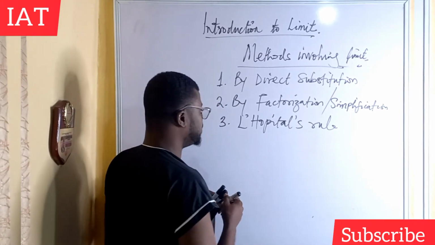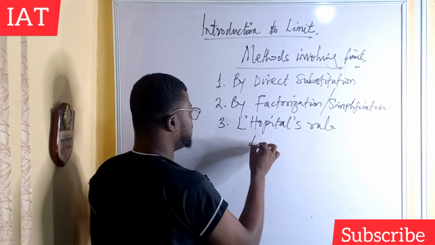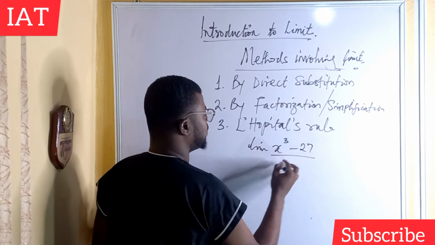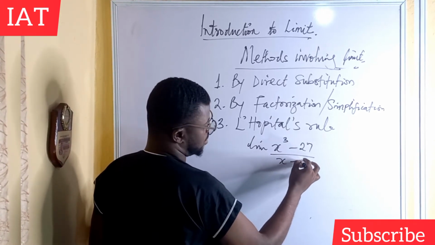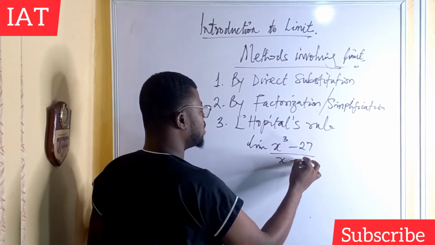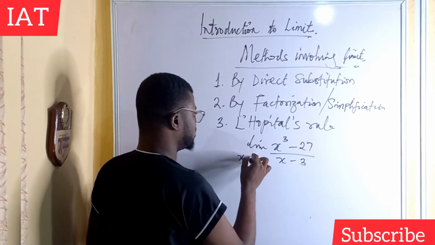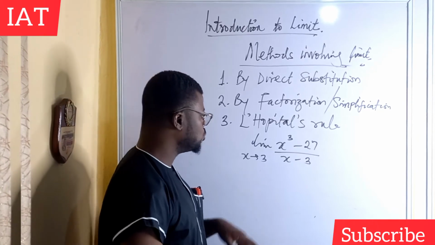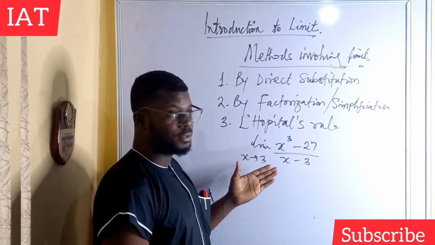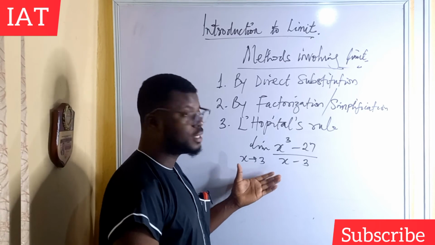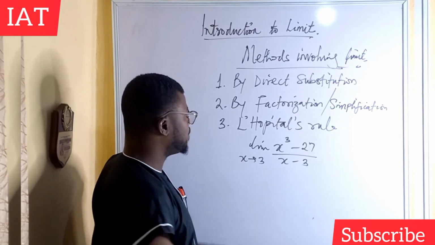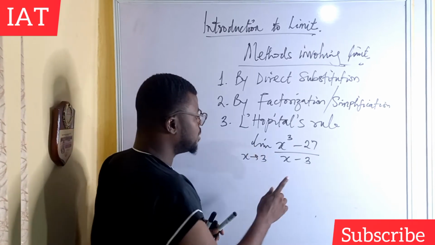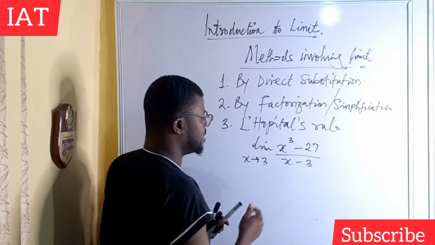So this L'Hopital's rule is the rule of differentiation. If I have a problem of this sort, limit of x to the power of 3 minus 27 over x minus 3, as x tends to 3. In this problem, we can decide to use factorization, and we can also use L'Hopital's rule of differentiation. But because we are treating L'Hopital's rule, let's try L'Hopital's rule. So what does it mean? We have to differentiate everything we have in here.